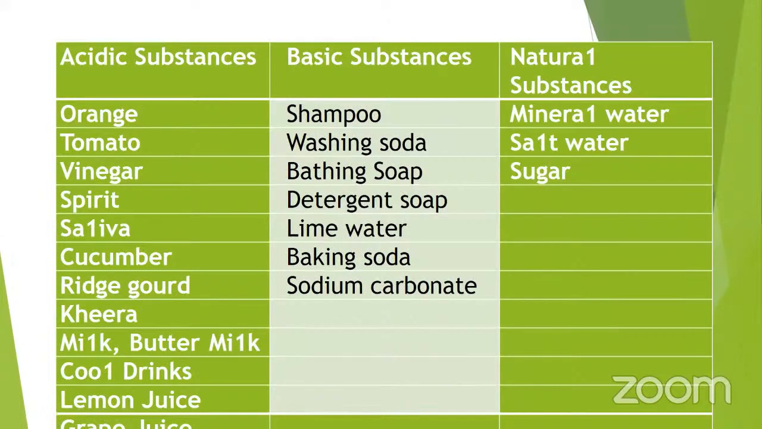And here we can see some materials which are acidic in nature. Every day what we see: orange, tomato, vinegar, spirit, and saliva, cucumber, ridge gourd, buttermilk, maybe. Okay, ridge gourd. It is not bitter gourd.